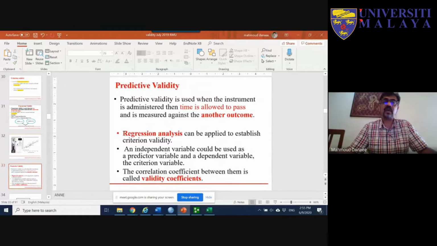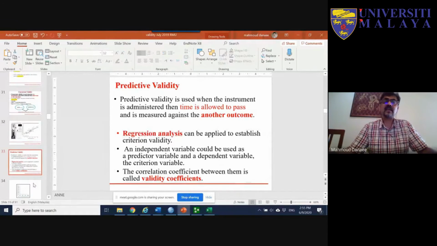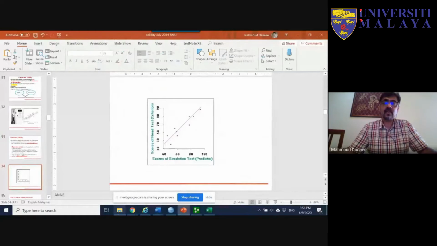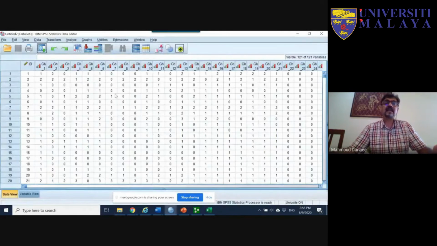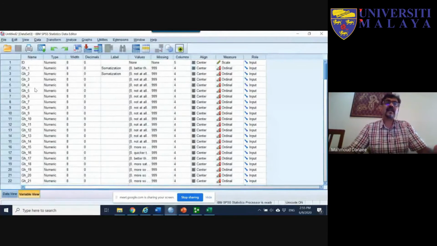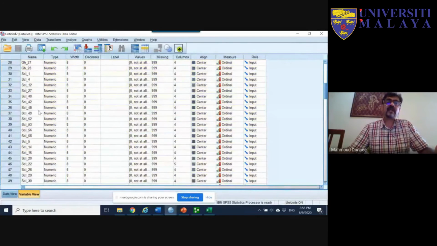The same thing can be done for predictive validity. As I told you, predictive validity can also be used to measure the criterion validity. Statistically, we can use the same techniques. Let me show you with some data. As you can see here, this is the data. We have two questionnaires, GHQ for mental health and also STL-19.